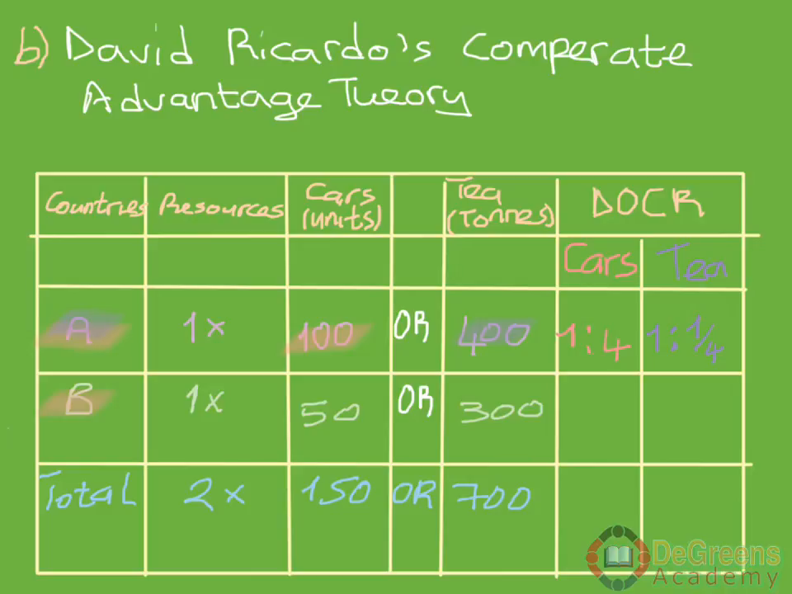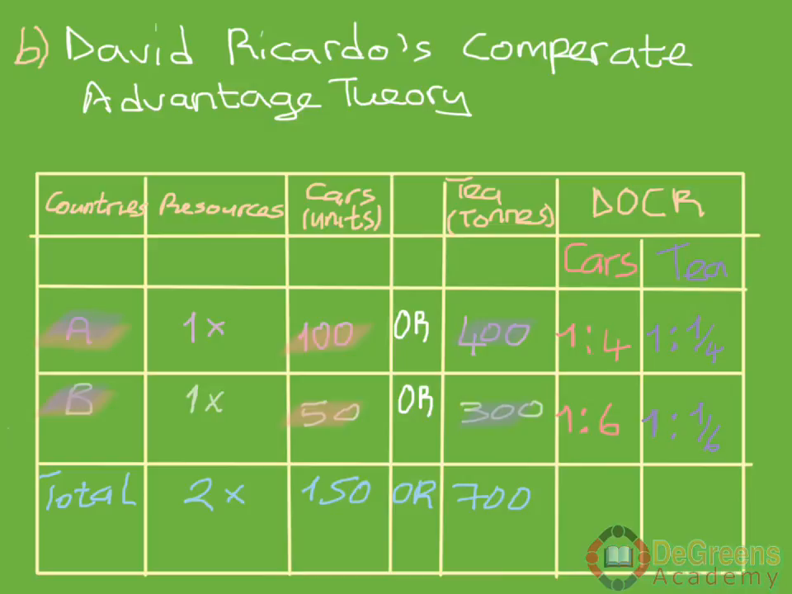We're looking at the next with B. Same process, divide both sides for the value of cars by 50, so it will give you 1:6. Country B will lose 6 tons of tea to produce 1 unit of car, and with respect to tea, divide both sides by 300, 1:1/6.